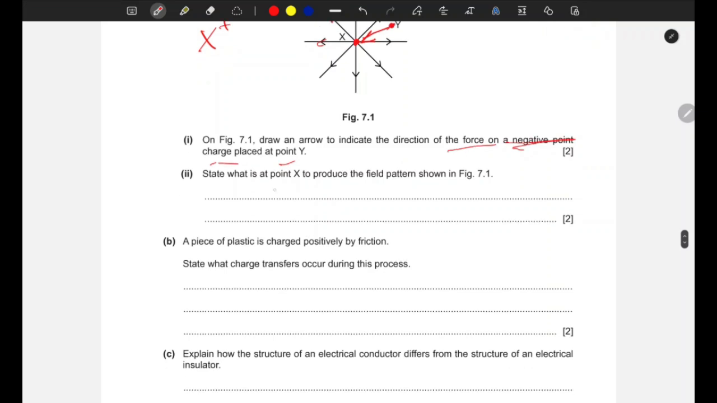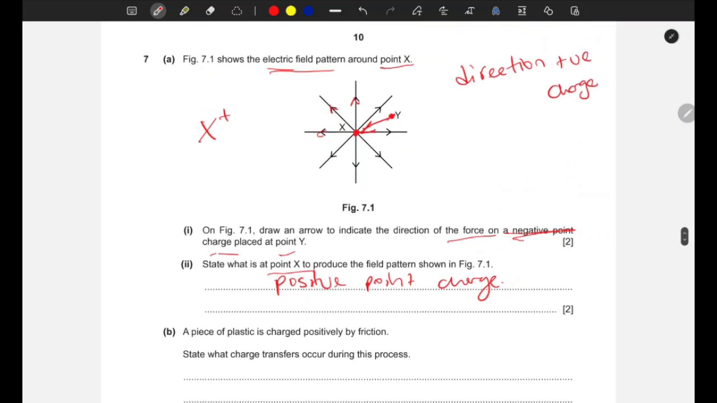Part 2, state what is at point X to produce the electric field shown. It's going to be a positive point charge. That is the answer. Because if it was negative, the field lines would be attracted, and the direction would always be towards the charge. But since it's positive, they're being repelled.